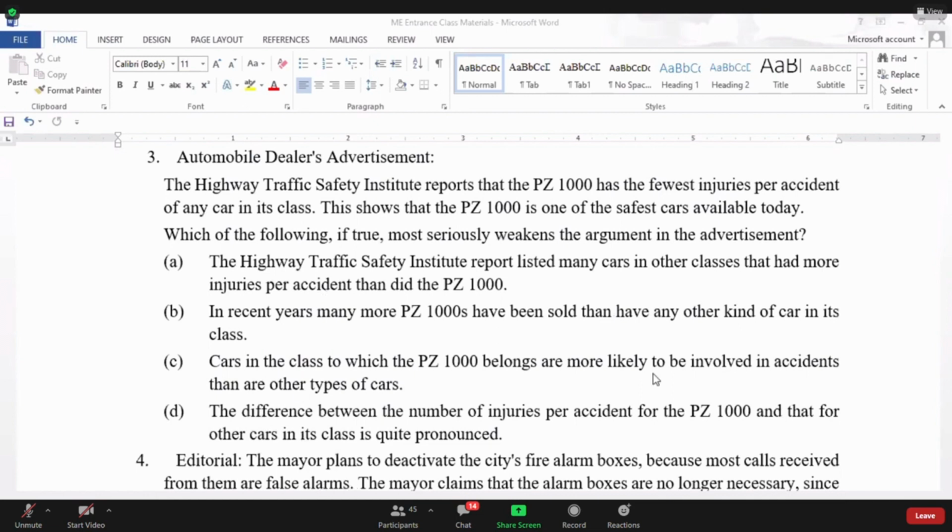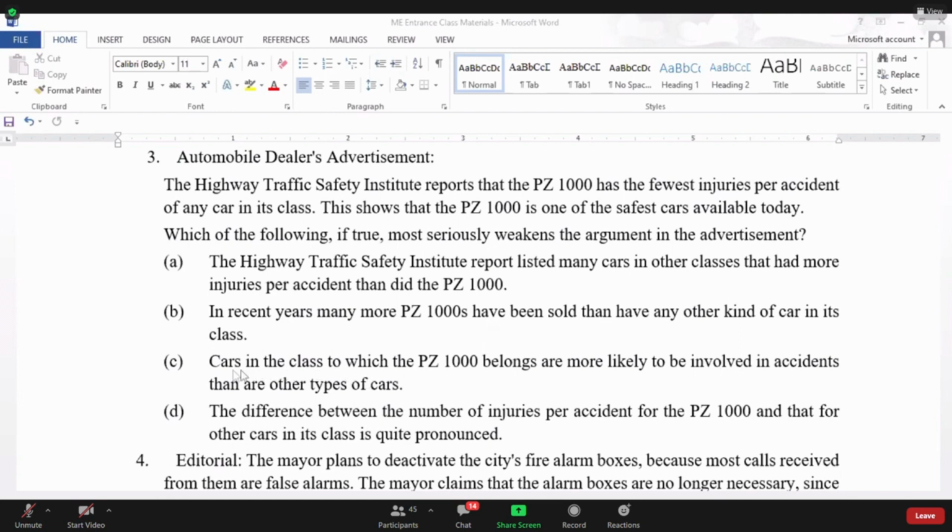PZ 1000 is one of the safest cars available today. What is its antonym? Antonym means negative: PZ 1000 is not one of the safest cars. So which option says that PZ 1000 is not the safest car? Option C.